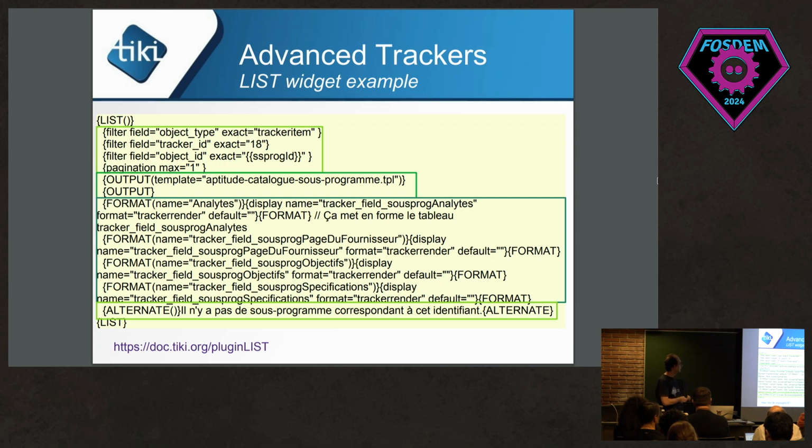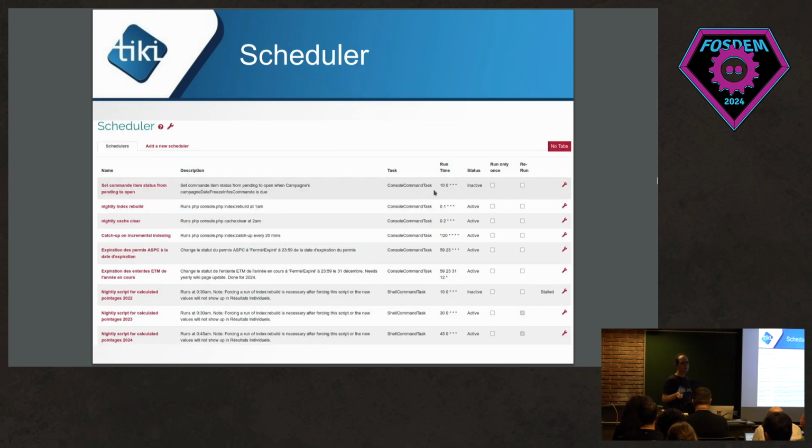You have to realize that when I say you can do whatever you like in the template, one of the things you can do in the template is call another list plugin, the syntax being slightly different from the web page. And that allows you to collect information from trackers which are linked to other trackers, etc. And you can go on and on, if you like. There's no limit at this point.